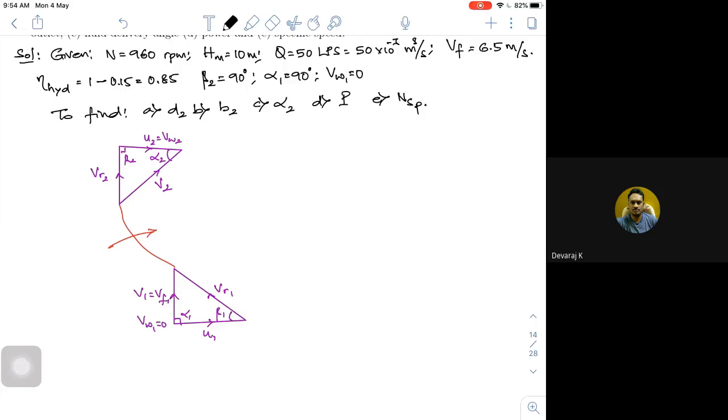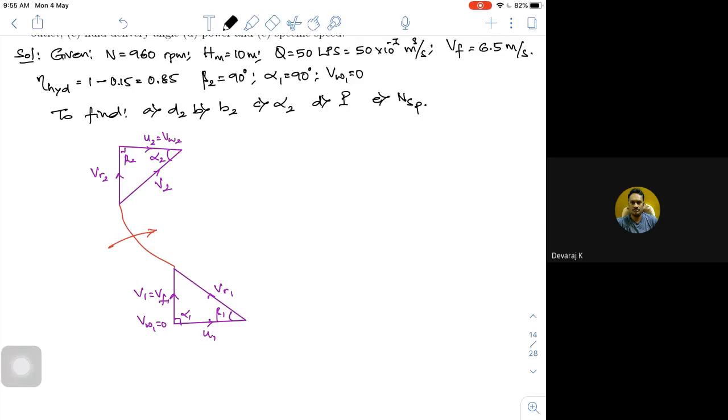See, how to find the Euler head? Here the Euler head will be Vw2 into U2. Fine. So Vw2 into U2. And the corresponding Vw2 is equal to U2. So this will be U2 square by g or Vw2 square by g. Either I can substitute in terms of U2 or in terms of Vw2. Both are the same.